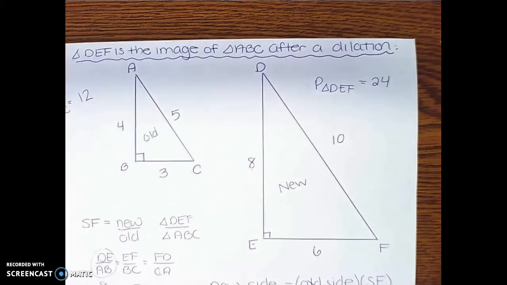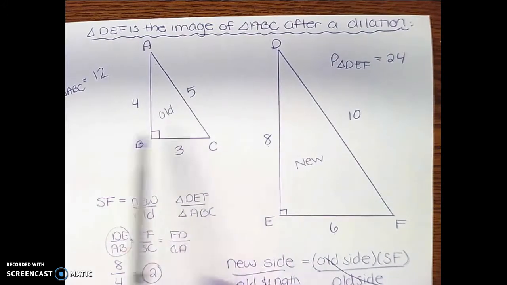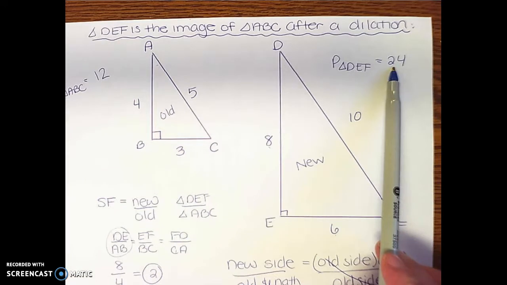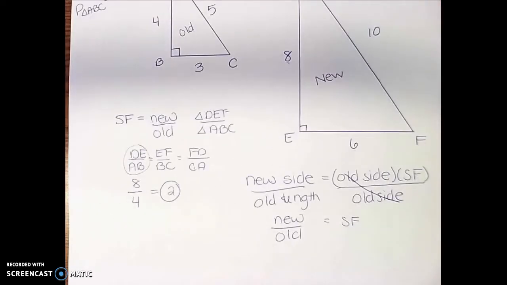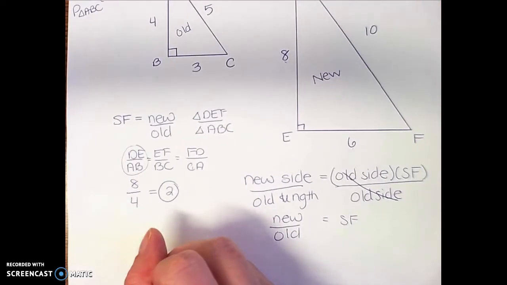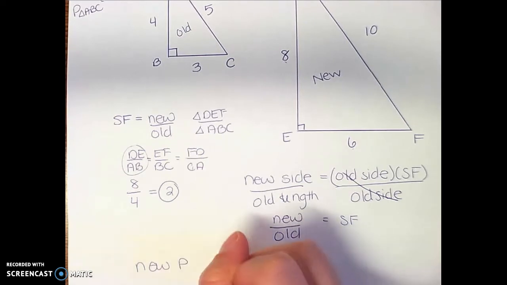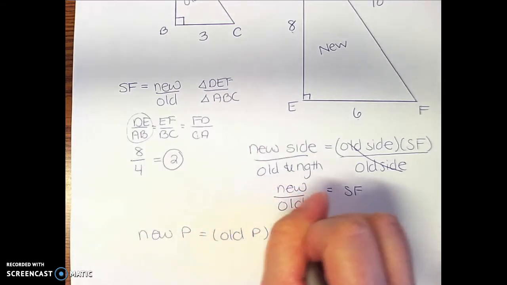Again, we want to know what the relationship is between the old perimeter and the new perimeter. If I take the old perimeter, 12, and multiply by my scale factor 2, I'm going to get my new perimeter of 24. So my sides and my perimeters are in proportion because they have equal scale factors. If I want to find my new perimeter, I'm going to multiply my old perimeter by my scale factor.